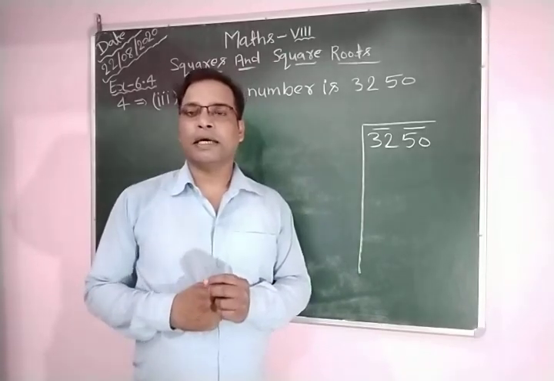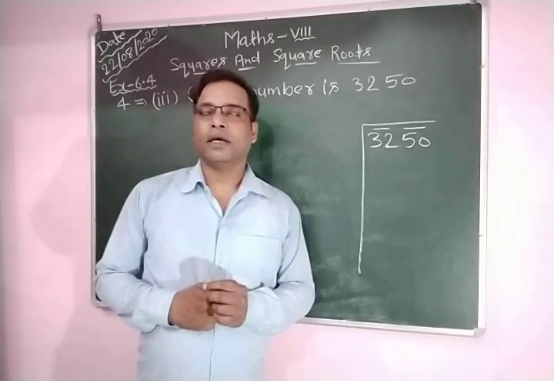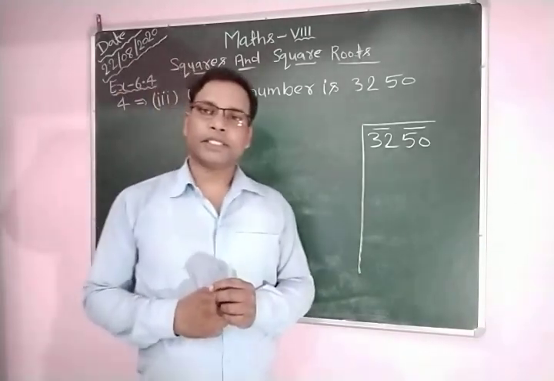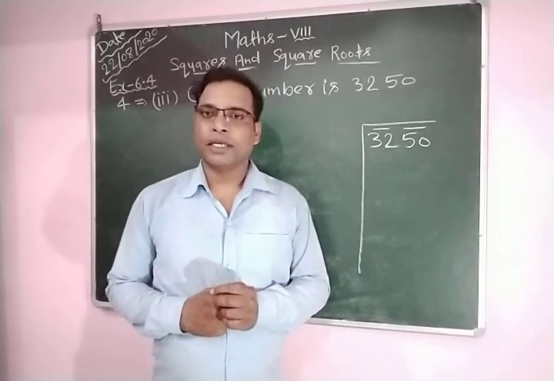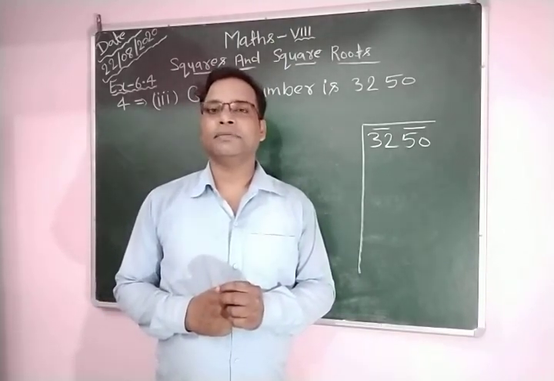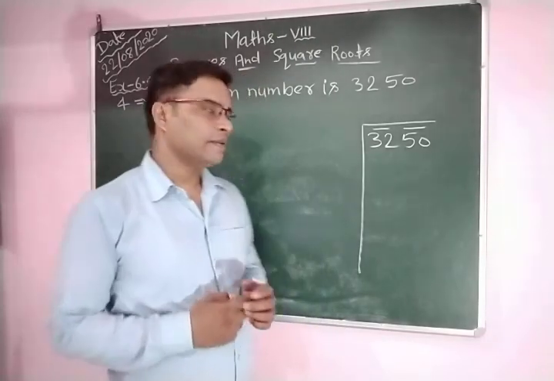If you take 4, the square of 4 is 16. If you take 5, the square of 5 is 25. This is less than 32. If you take 6, the square of 6 is 36. 36 is greater than 32. So we take 5 here.